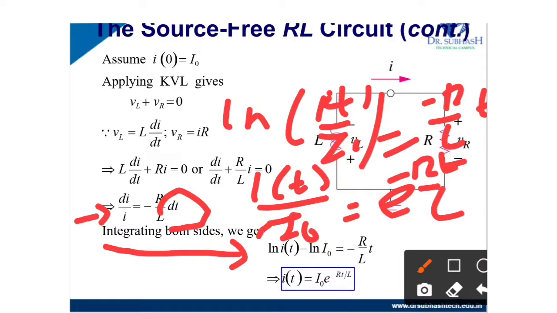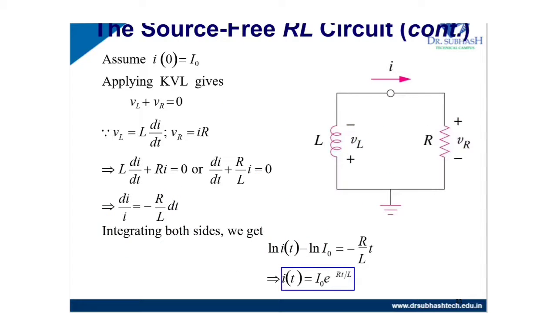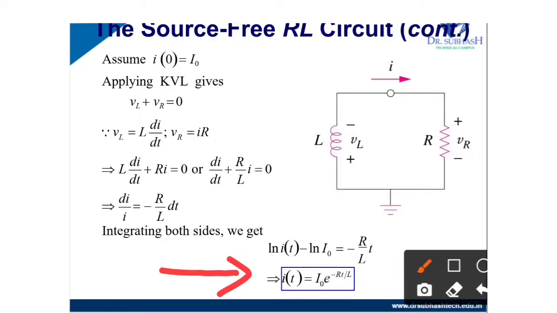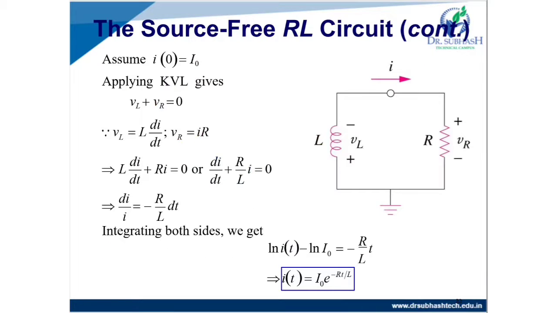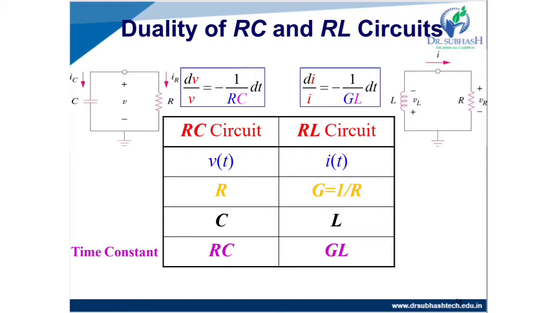This I0 we put on the other side of the equal sign, so it is multiplied here, and we get the equation i of t equal to I0 e raised to minus Rt by L. So this is the final equation. It means the current i of t equals the initial current I0 times e raised to the resistance R times the time divided by the inductance L.